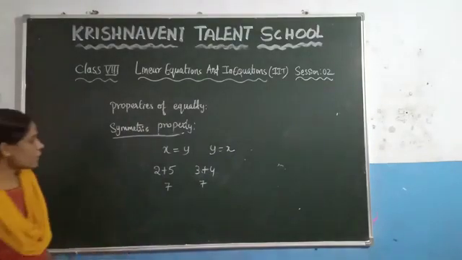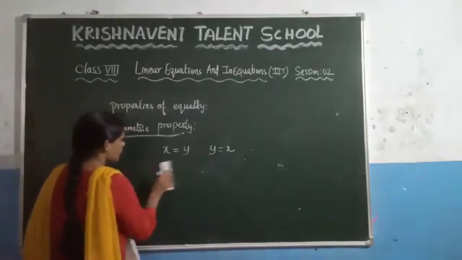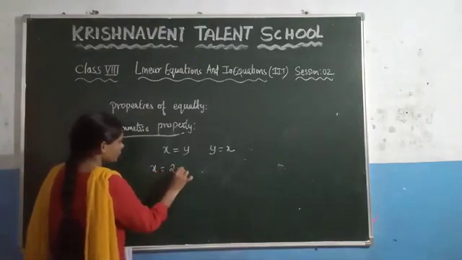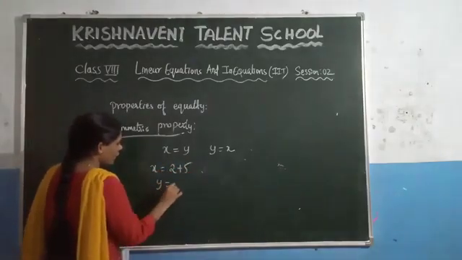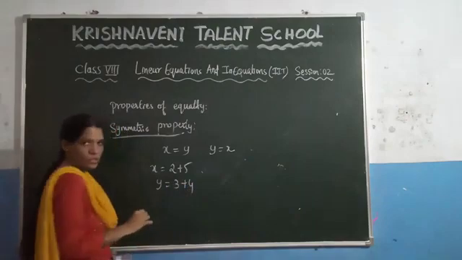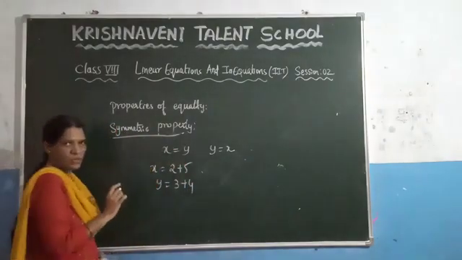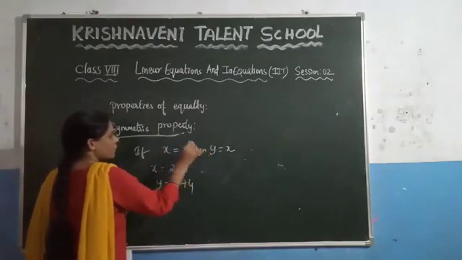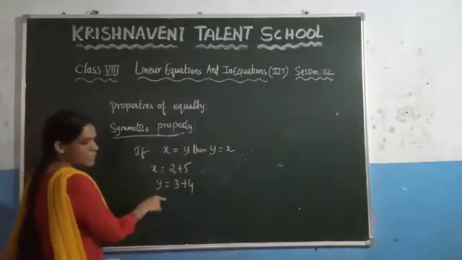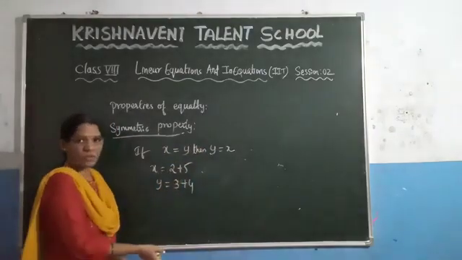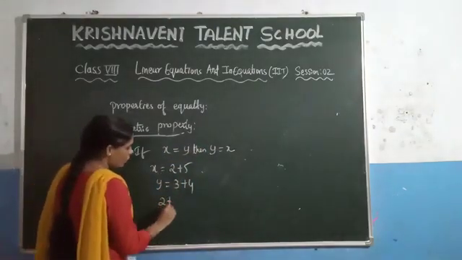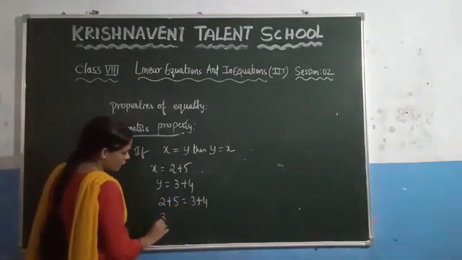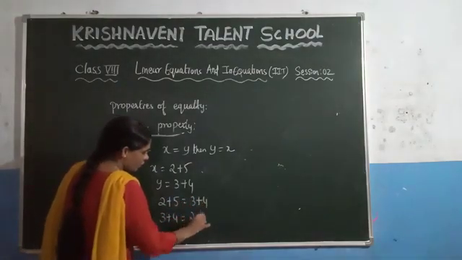The same thing you can observe here. Let us consider the x value as 2 plus 5 and the y value as 3 plus 4. So here, we are saying x is equal to y. If x is equal to y, then we can say that y is equal to x, right? You know that x is equal to y because 2 plus 5 is always equal to 3 plus 4. So from this, you can write 3 plus 4 is equal to 2 plus 5, right?